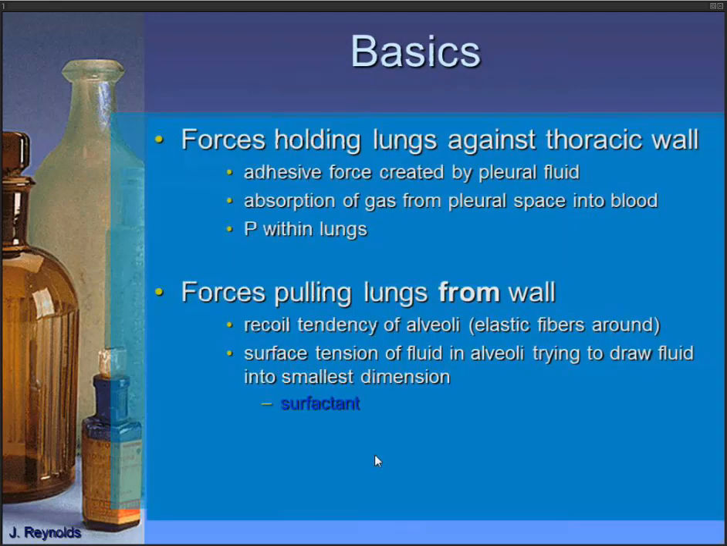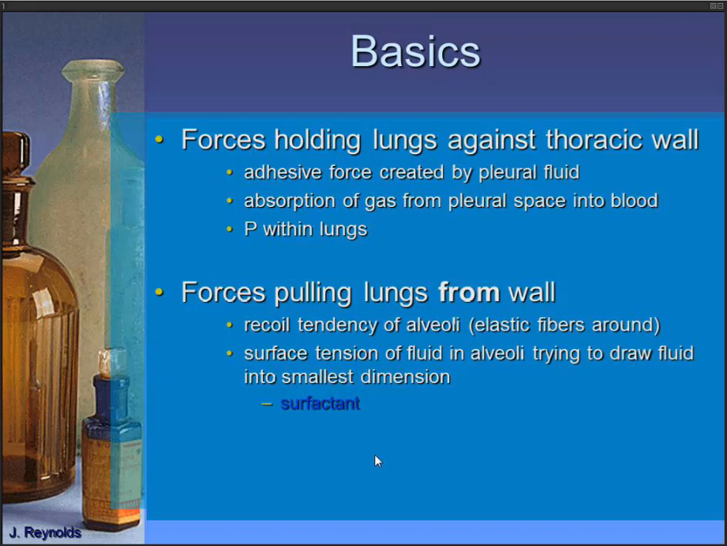Okay. So, everything we're going to do now is going to be pulmonary ventilation. Let's talk about what's going on with the lungs, what your lungs need to do. I use a balloon as an example a lot. It really does a good job of mimicking a lung. So let's talk about forces holding the lungs against the thoracic wall.